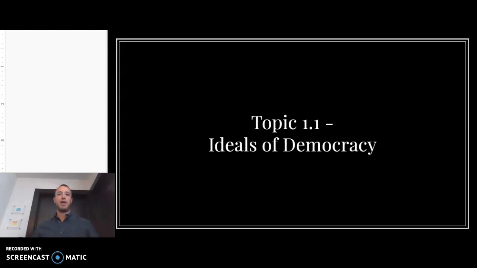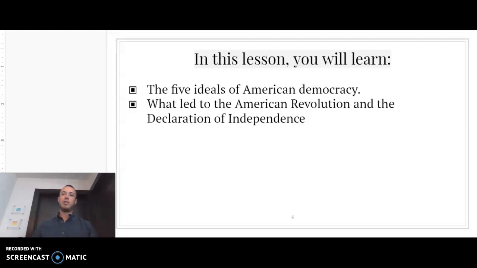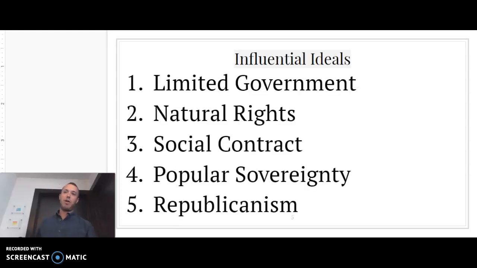All right, so let's dive right in. Today our goal is to make it so that you know the 5 ideals of American democracy by the time we get done, and to make sure that you understand what led up to the Declaration of Independence and the American Revolution. So, first things first, these are our 5 influential ideals.